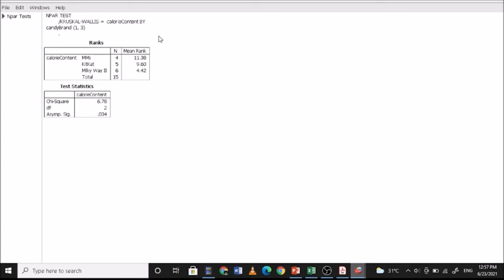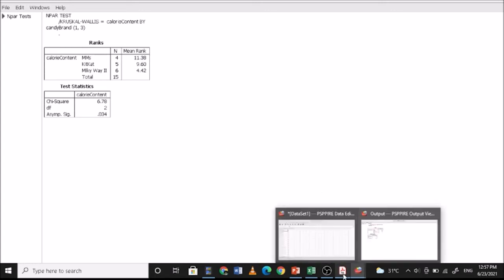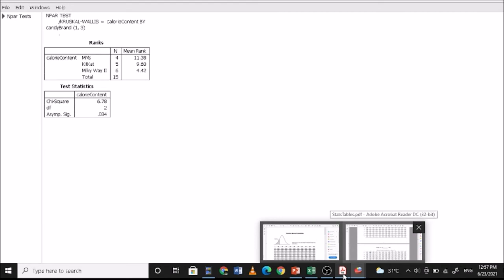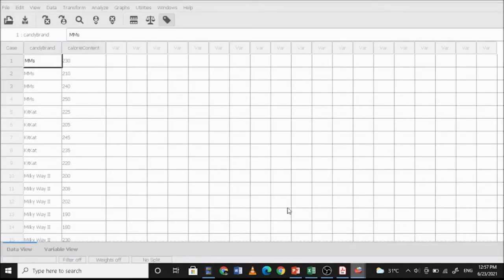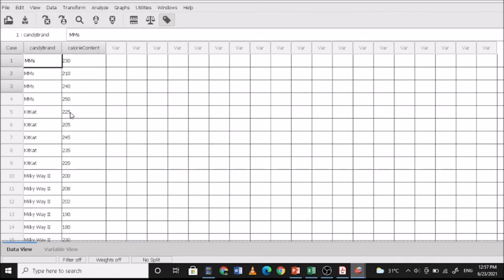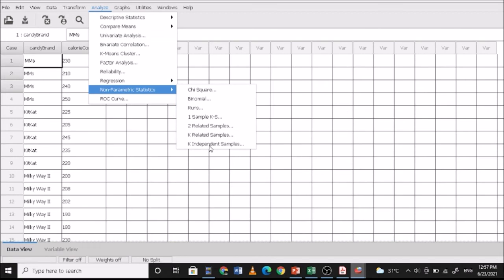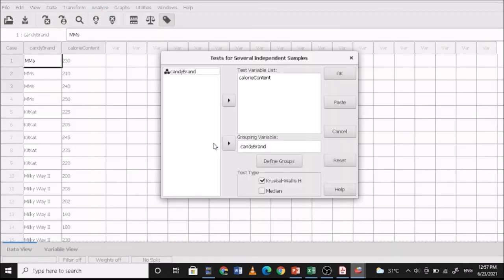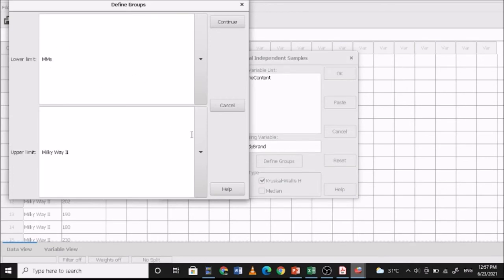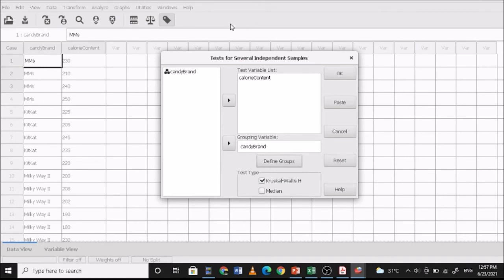Since we do not know which candy brand has a significant difference, either you do a Mann-Whitney test, meaning you compare only two variables. For example, non-parametric test, K independent samples. For the defined groups, let's say your lower limit is M&M's and your upper limit will be Kit Kat. So you only compare M&M's and Kit Kat, and you ignore Milky Way 2.